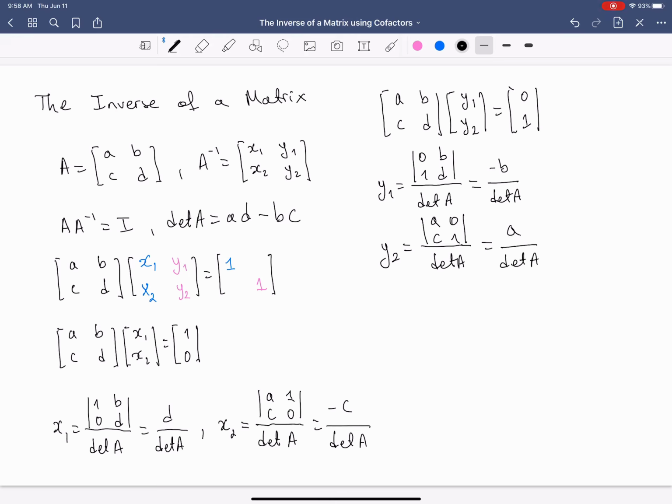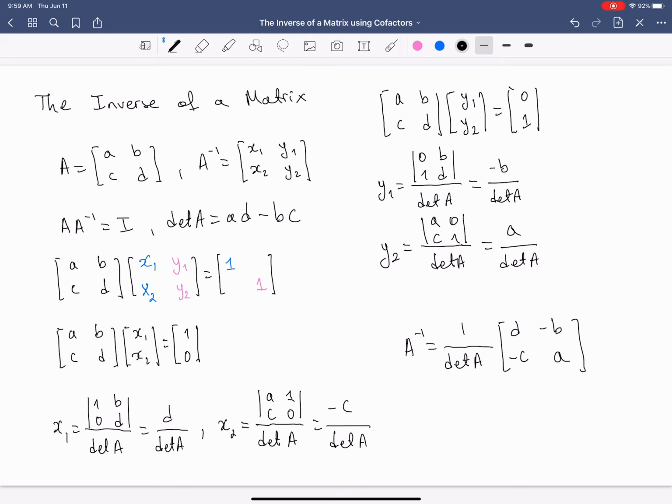So you see, each of the components in A inverse are a ratio that has the determinant of A in the denominator. So actually I can factor that out. And what I get is a nice formula for A inverse, which is equal to 1 over the determinant of A times: x1 has d, x2 negative c, then y1 is negative b, and y2 is a.